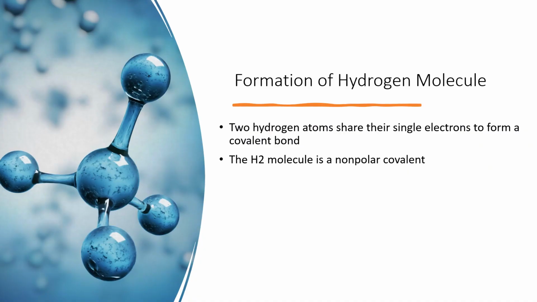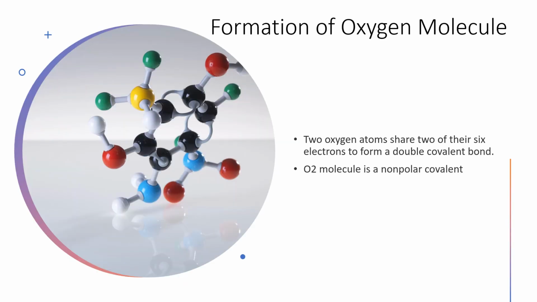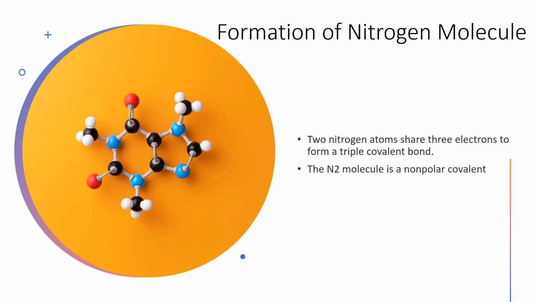Now let's see about the formation of hydrogen molecule. Two hydrogen atoms share their single electron. The H2 molecule is a non-polar covalent. Formation of oxygen molecule. Two oxygen atoms share two of their six electrons to form a double covalent bond. The O2 molecule is a non-polar covalent.